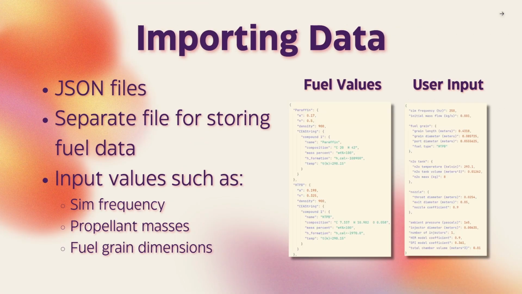Okay, so my program stores all of its input data in JSON files. That's just kind of what I already knew how to use, and it works pretty well. So there's two different files for storing the fuel values and then the user input, which is the dimensions and stuff. The fuel values, each fuel has a bunch of different important quantities, so they're just stored in a separate document. The input values are things like the frequency, which I kind of talked about, the masses of the propellants, the fuel grain dimensions, that kind of thing.